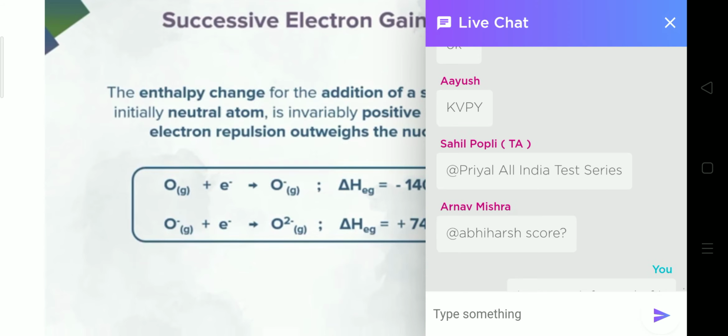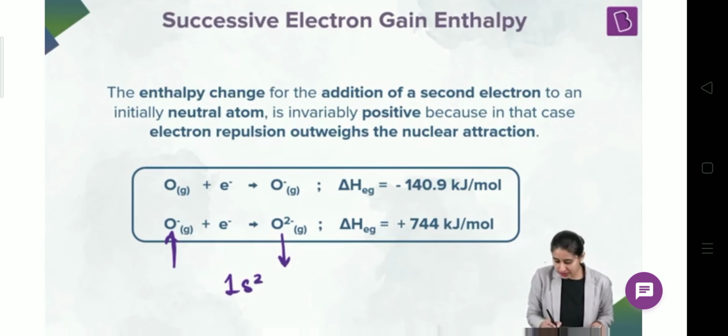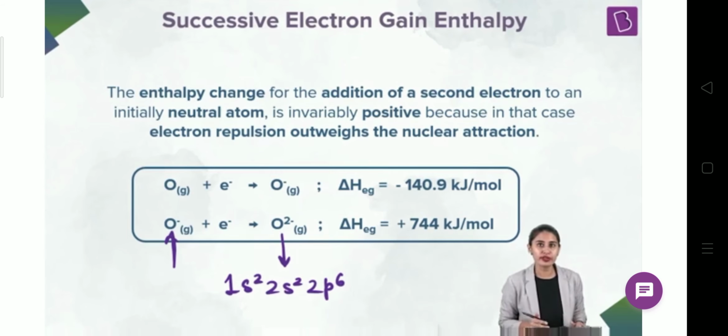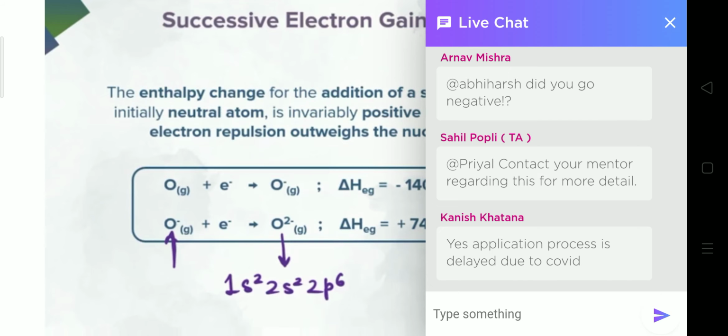Look at this oxygen, O minus, already a uni-negative ion, accepting an electron to become O2 minus, which means 10 electrons now: 1s2, 2s2, 2p6. The electronic configuration of neon, which you see right here. So noble gas configuration is coming, no? So it should have been readily done. Rather, energy should have been extravagantly released because you are celebrating your becoming a noble gas. But that is not happening, mind you. Energy has to be given.